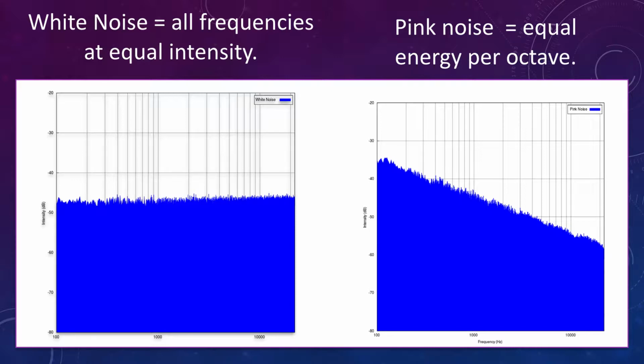Since each successive octave band has twice the bandwidth of the previous octave, the energy or amplitude has to decrease by half for each octave. So pink noise will sound duller than white noise, since the higher the frequency, the lower the amplitude. We generally use pink noise in acoustics because this corresponds to how we perceive sound.